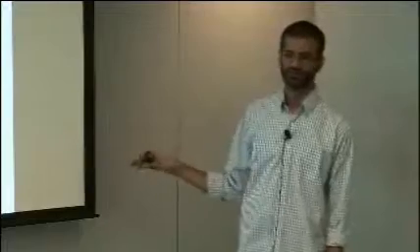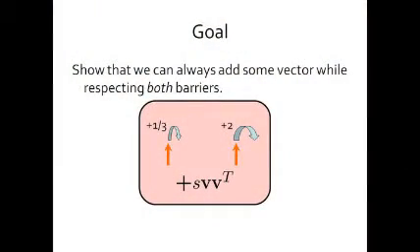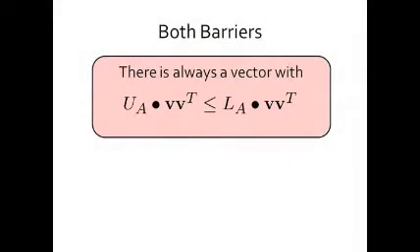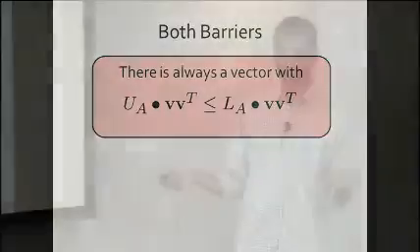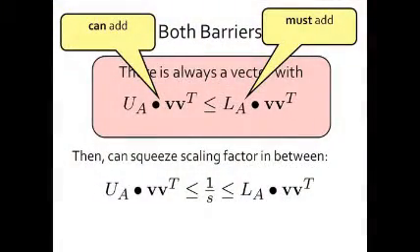There are several fortunate things that need to happen for this to work. One is you can compute the potentials. The second is that this thing is linear in V V transpose. Having done these computations, we can go back to what we wanted to show. We wanted to show there is some scaling of some vector that allows us to keep both potentials happy. That amounts to saying there's always a vector where this lower bound on 1 over S is at most the upper bound on 1 over S, because this corresponds to the amount that you can add, and the other one corresponds to the amount that you must add. If the amount that you must add is less than the amount that you can add, then you can squeeze the scaling factor in between and just do it, okay?